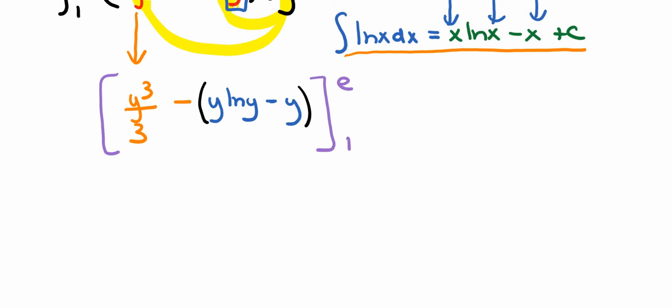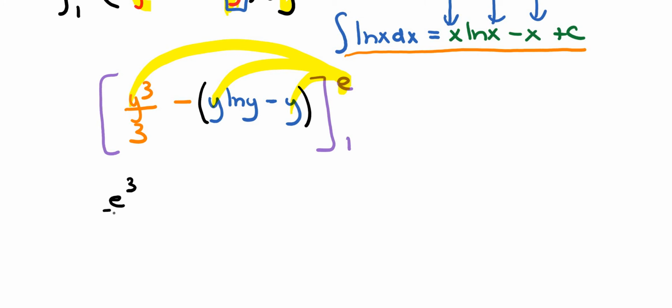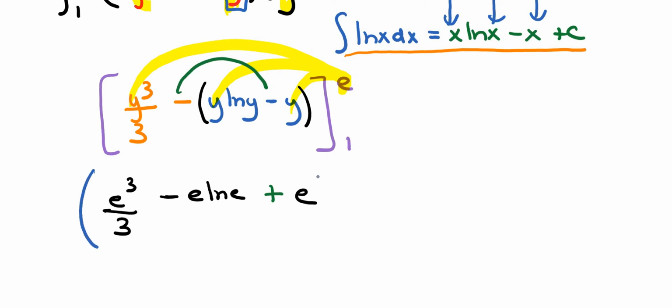Okay, now we're going to spend a little bit of time evaluating this using the fundamental theorem of calculus. So the upper bound starts first. So let's go ahead and plug in the upper bound there. So that's going to be e to the power of 3 divided by 3 minus e ln e. And then if I actually distribute that, that's going to be a plus. And if I substitute the e now, that's going to be plus e. So I can put all that in a bracket. That's kind of like your capital F of b minus your F of a.